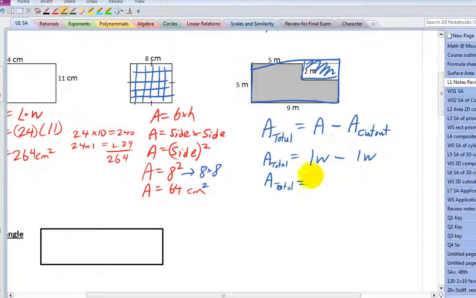So the area of the big shape would be 5 times 9 or 9 times 5. Doesn't matter what order it is. Minus 2 times what? What could possibly be this dimension? Yep. How'd you get that?